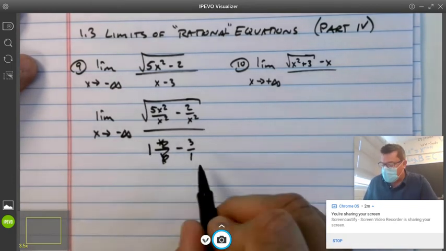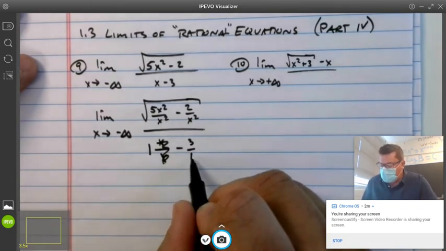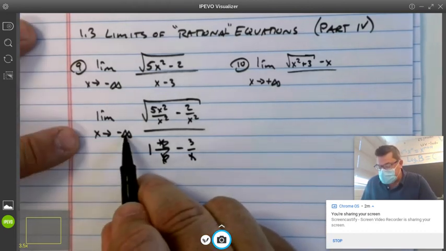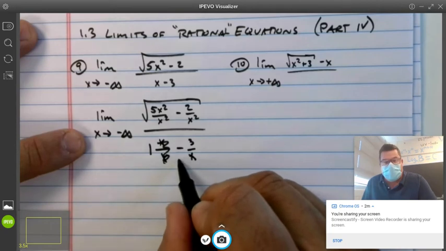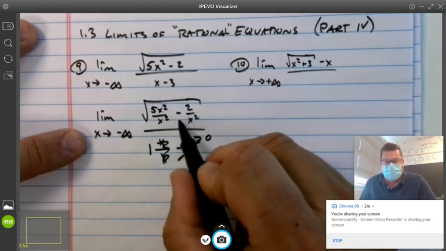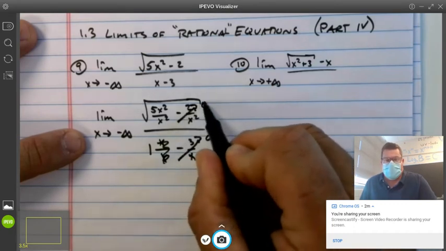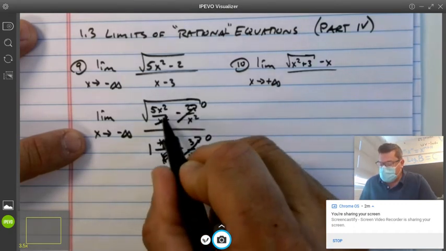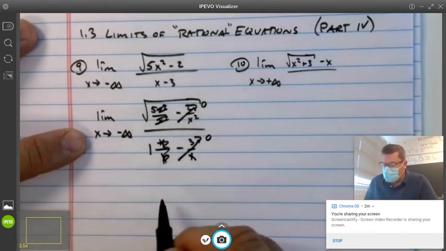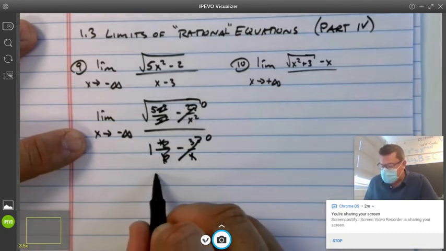This goes to 1. This is supposed to be over x, and as x goes to negative infinity, this part's gone. As x goes to negative infinity, this part's gone. And these cancel each other out. So the final answer that we get is the square root of 5.